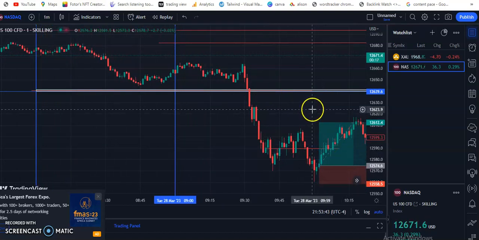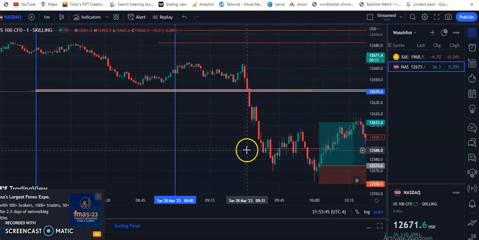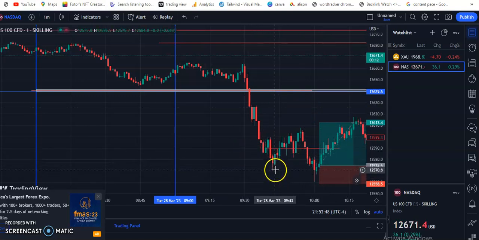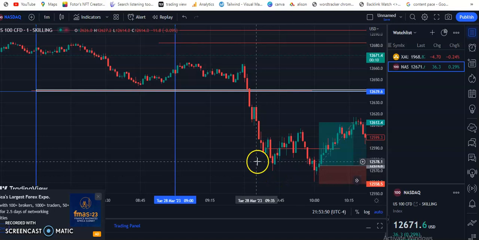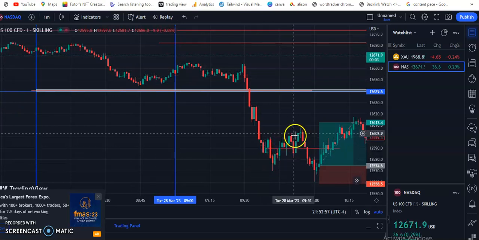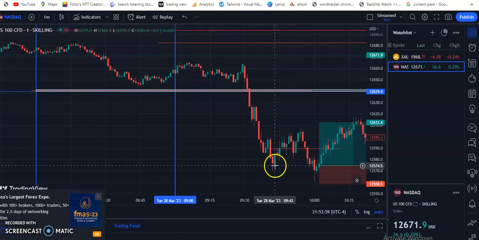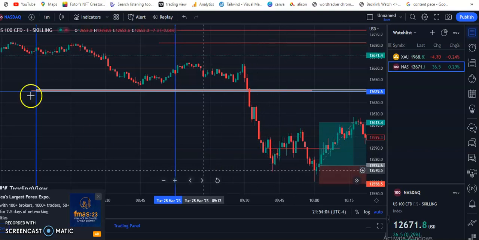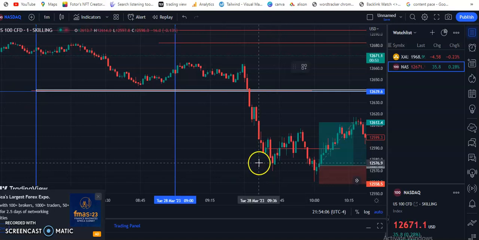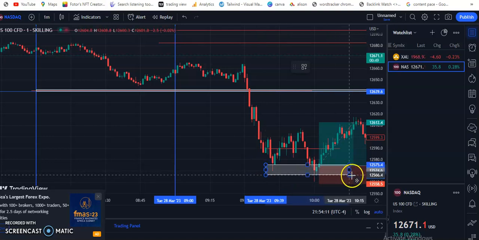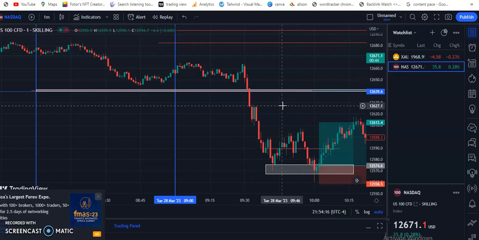I want to show you something else. As you can see, this candle here at 9:43 was also our flat candle. So in my mind, when I see a break in structure and we have a candle with the flat structure, this is the zone where I'm looking for my entries, but I want to see confirmation.